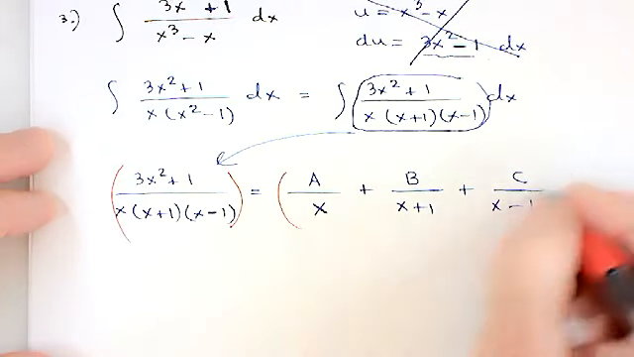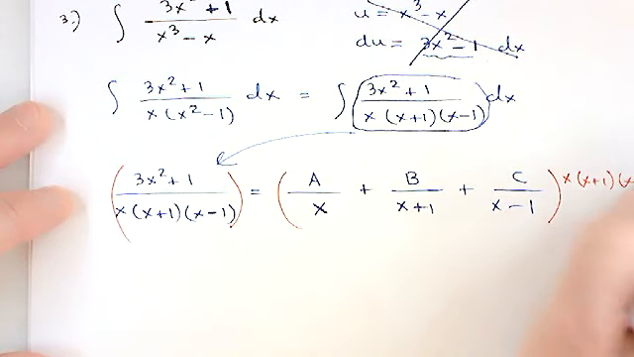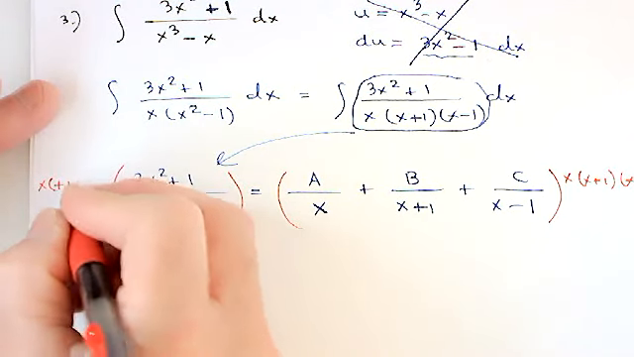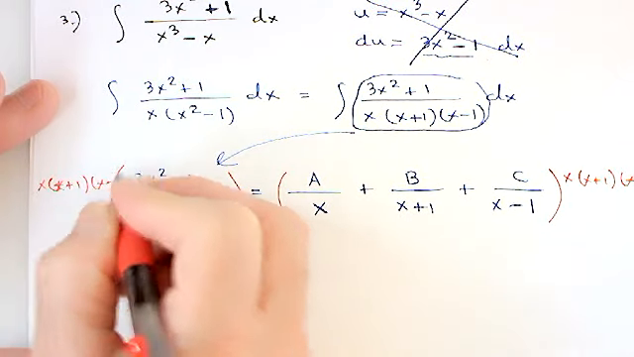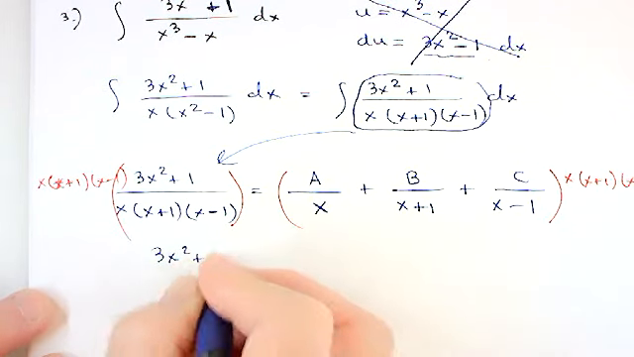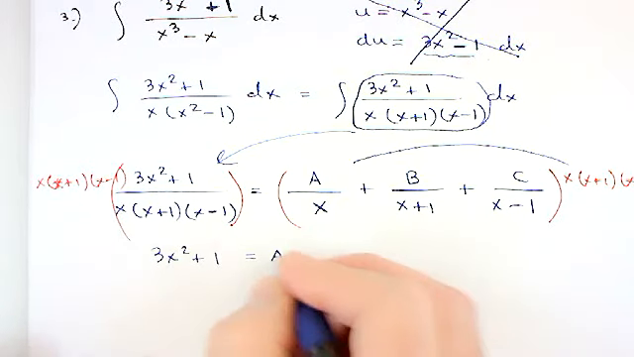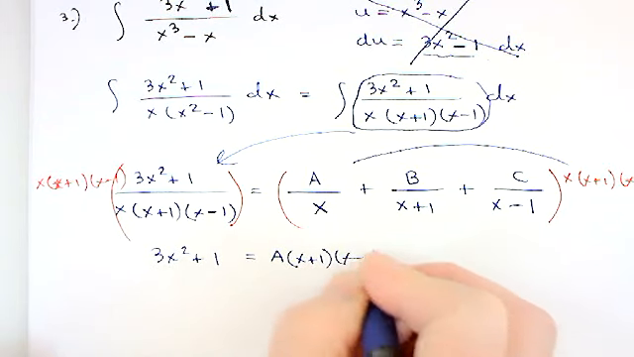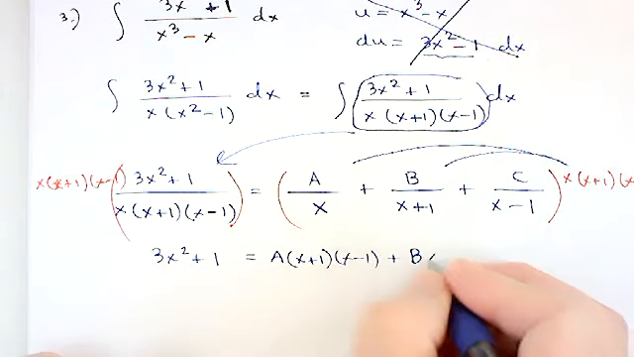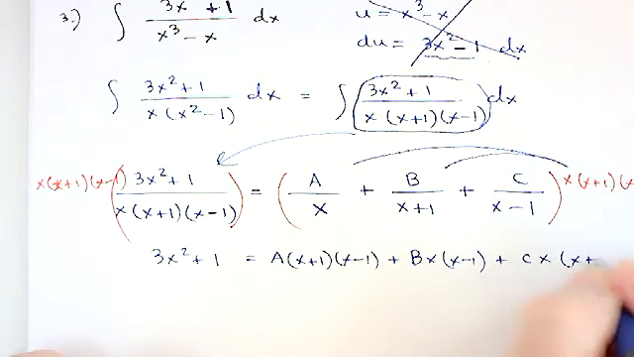Now what I want to do is get rid of the fractions. So I'm going to multiply both sides by the common denominator of the whole problem, which is x times (x + 1)(x − 1). On the left side, everybody cancels out. On the right side, for the first fraction, the x cancels out, so I have A times (x + 1)(x − 1). For the second fraction, the x + 1's cancel out. And for the last fraction, it's going to be Cx times (x + 1).